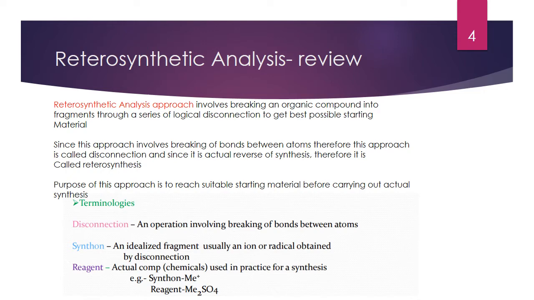So we are imagining that we are disconnecting the bonds between atoms of a product to reach a suitable reactant. The second important term used in retrosynthesis is the synthon. A synthon is an idealized fragment, usually an ion or radical, obtained by disconnection. So when we break the bond between atoms in a product, the fragments that are produced are called synthons. A reagent is the actual chemical that will be used to carry out the synthesis. For example, a synthon may be a methyl radical or methyl cation, and the reagent that will provide the methyl cation will be methyl sulfate, for example.